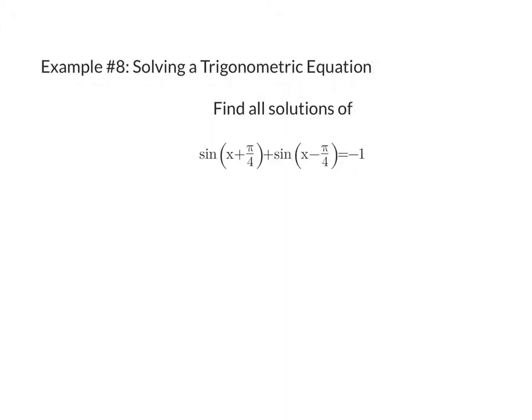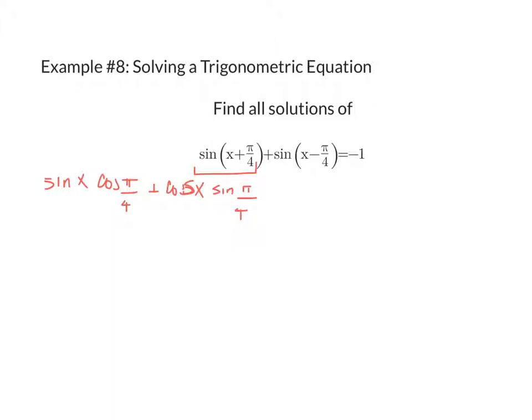So let's start with the first one, and I'm going to put it in red so it's a little different in color. Dealing with this portion, sine's formula, remember, is sine u cosine v plus cosine u sine v. So that's going to give me sine x cosine of pi over 4 plus cosine x sine of pi over 4. Okay, that's the first half.